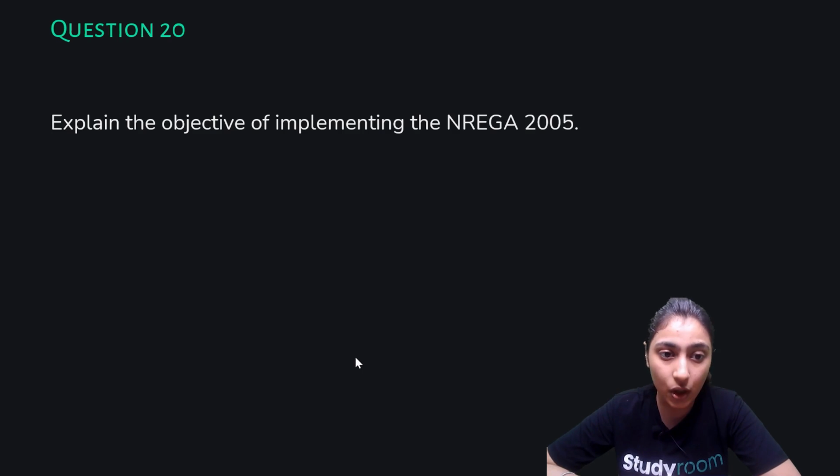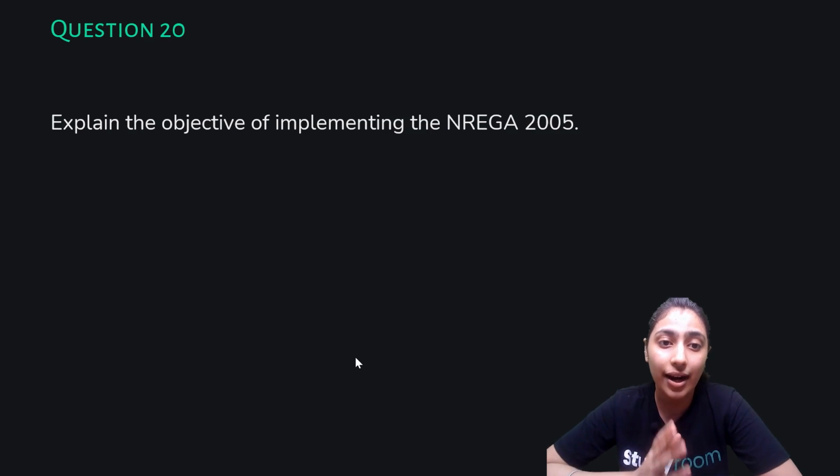Moving forward, explain the objective of implementing the NREGA 2005. As we discussed, if you remember, the main objective of implementing this act is for the laborers or workers who are not getting any work. This whole initiative taken by the government guarantees 100 days of minimum work to every worker. They will be paid for 100 days when they are working, and in our language, it is contractual work of 100 days.